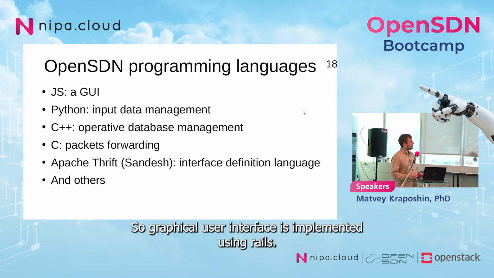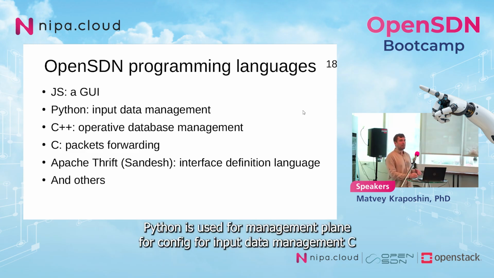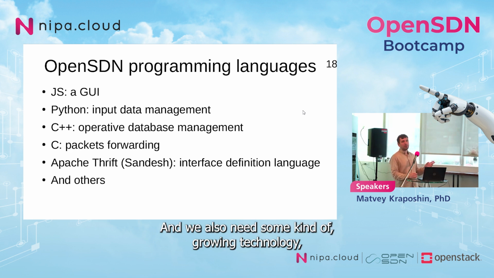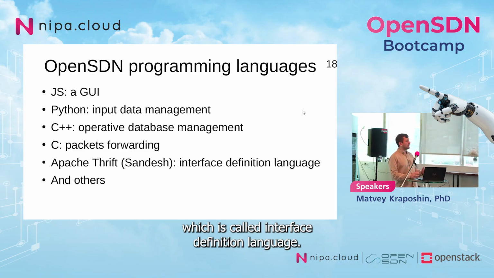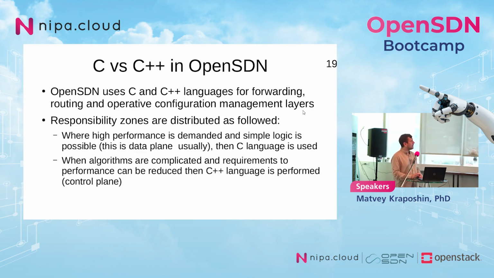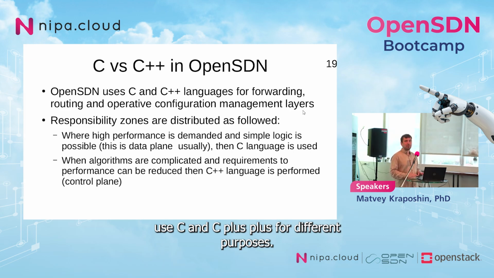So the graphical user interface is implemented using JS. Python is used for the management plane, for config, for input data management, C++ for operative database management, C for packet forwarding, and so on. And we also need some kind of gluing technology, which is called interface definition language. Here we use Apache Thrift version, which is called Sandesh. And we also use C and C++ for different purposes.